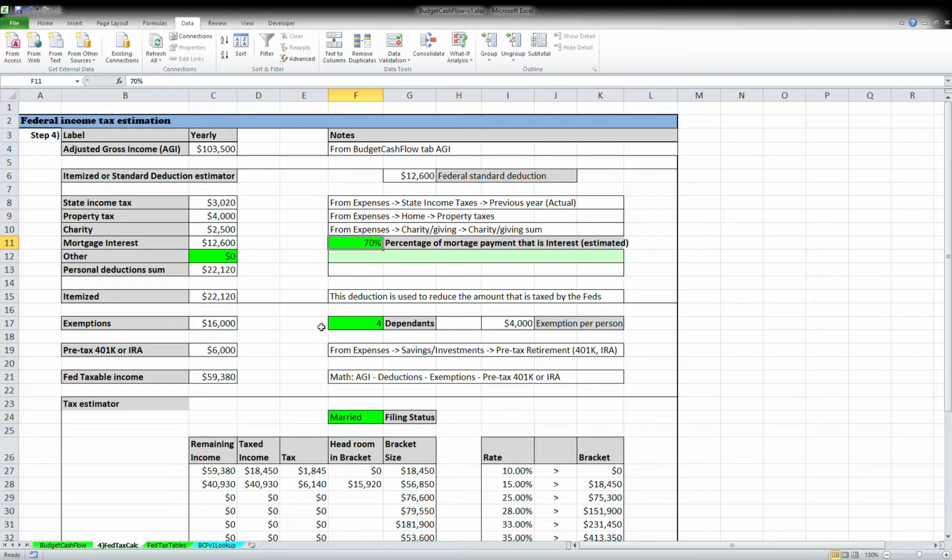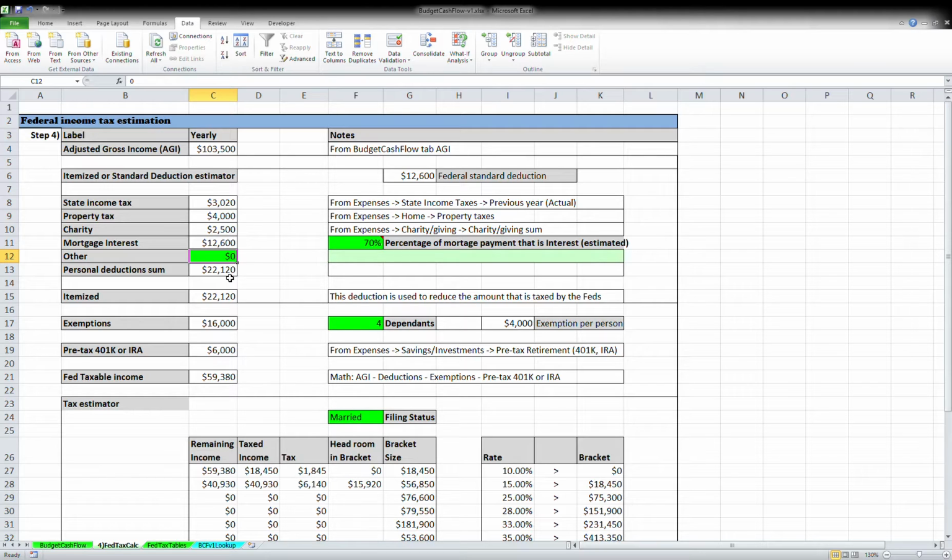Of course, over the life of your mortgage, that will change. And so it's just kind of an average for this year that you're estimating, what is going to be the percentage of that mortgage payment that is interest. In this case, I just say 70%. And then of that 18,000, the answer is 12,600 goes towards the mortgage interest. There are many things you can deduct in the itemized form for the federal forms. You can always add in other things here that I don't have in here.